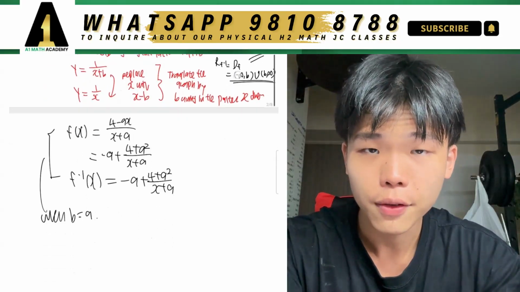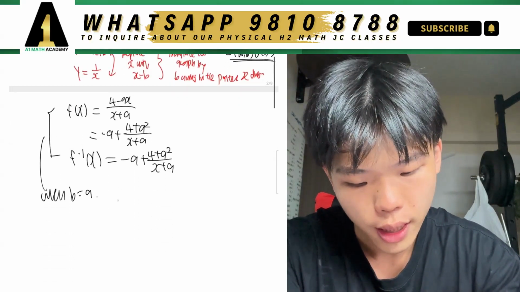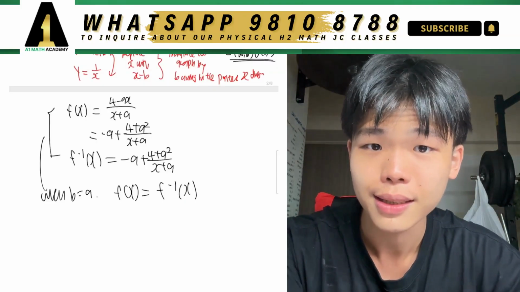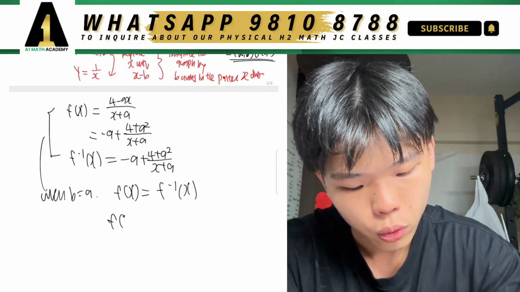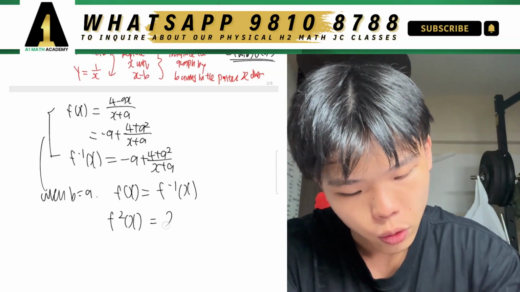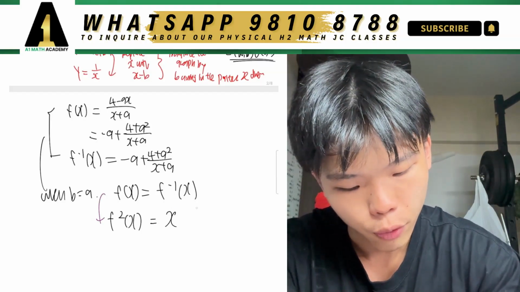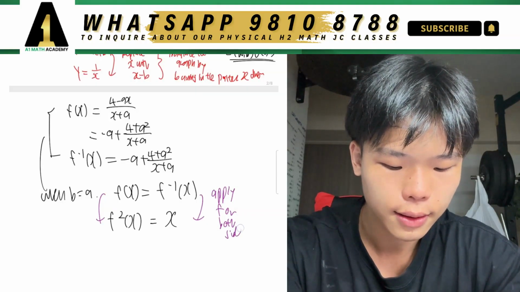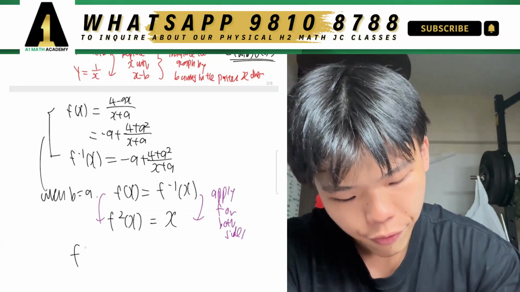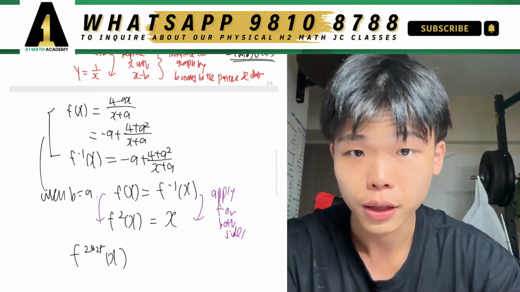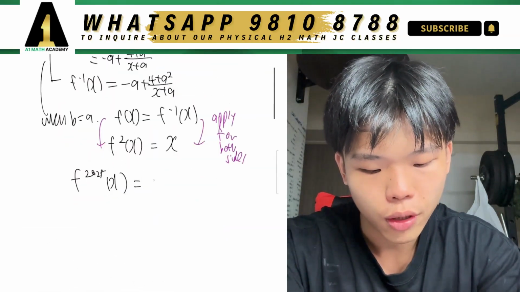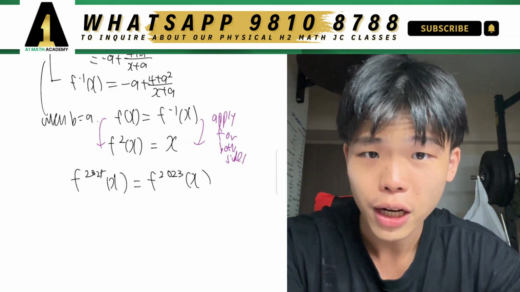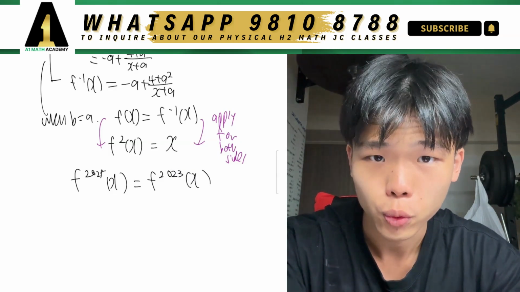Given that these two are the same when b equals a, we can say that f(x) is the same as f inverse x. That means the rule is the same, which means that f squared of x equals x. I apply the function on both sides, and I get this. So therefore, for f^2025(x) over here, we can simplify this to give us f^2023(x), because the function will repeat itself every multiple of 2.